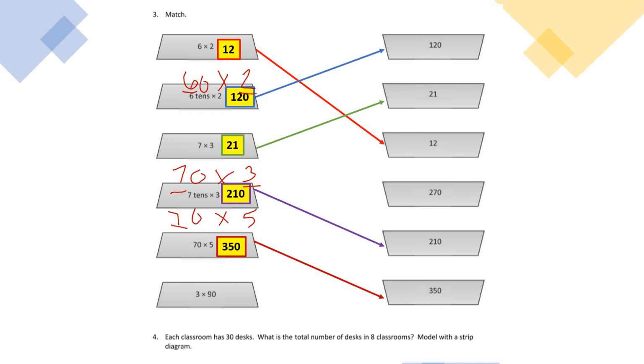Finally, we have 3 times 90. Well, again, let's focus on those first two numbers. We have 3 times 9. And we know that 3 times 9 is 27, which leaves us with a 0 in the ones place. So we write that as 270. And we draw a line from the equation to the block or box with 270.